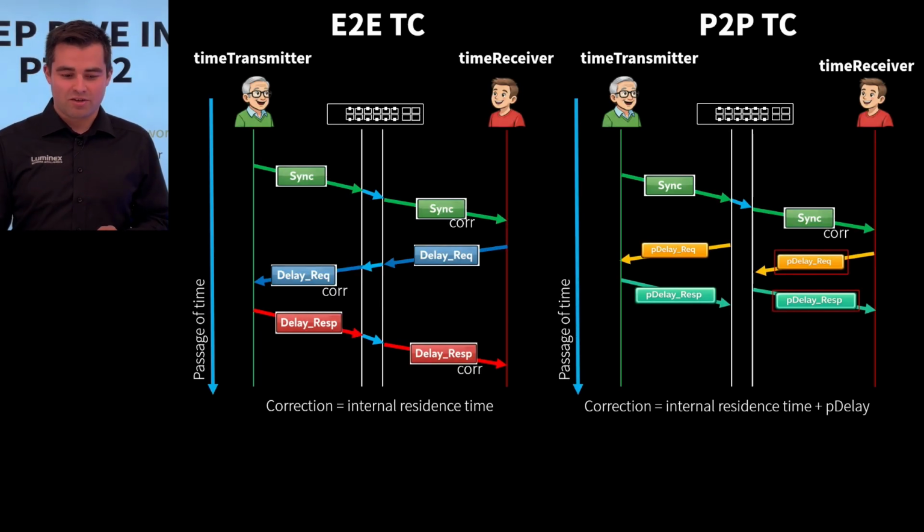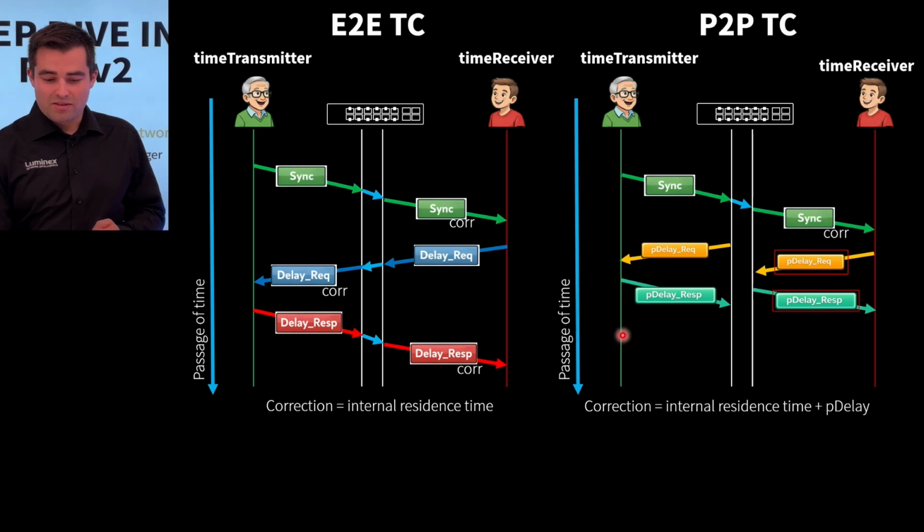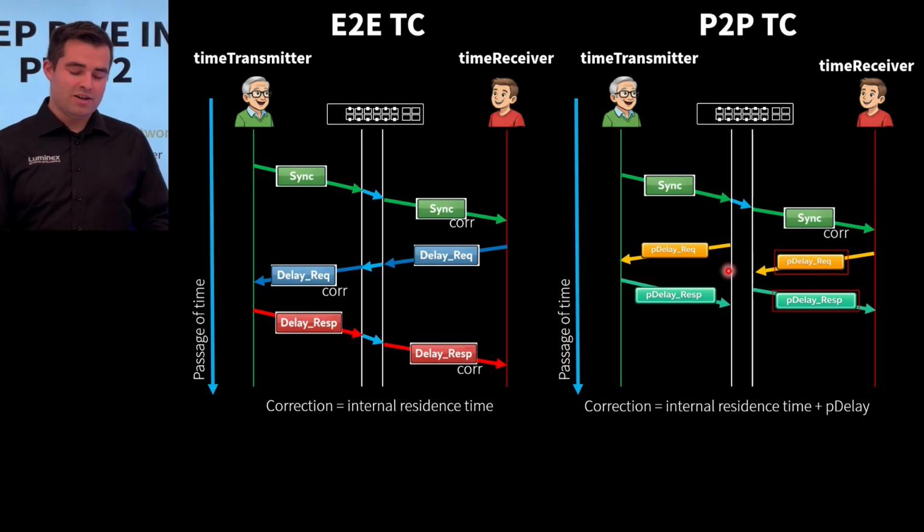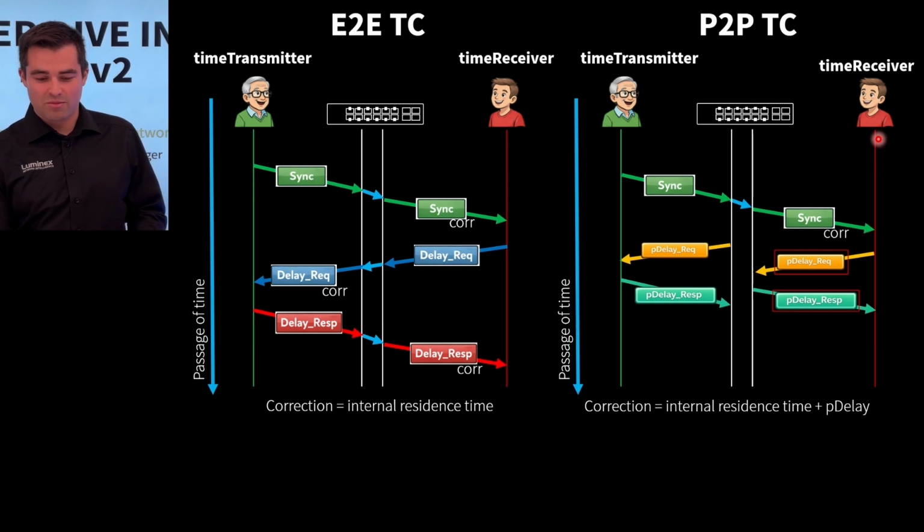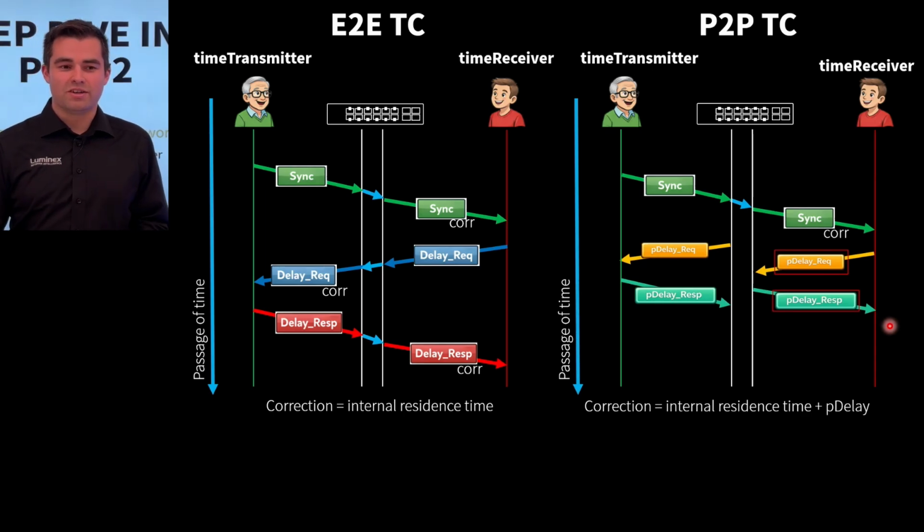So again, a side-by-side comparison. On the left side, we have end-to-end mode, where all packets travel end-to-end from the time transmitter to the receiver, both the sync and delay request and response messages. The switch will update these with the correction field, which is the internal residence time. In peer-to-peer transparent clock mode, only the sync messages go end-to-end, and on every connection, the peers of that connection, so the switch on one side to the time transmitter, and again on the egress side to the time receiver, they separately calculate the peer delay value with the peer delay request and peer delay response.